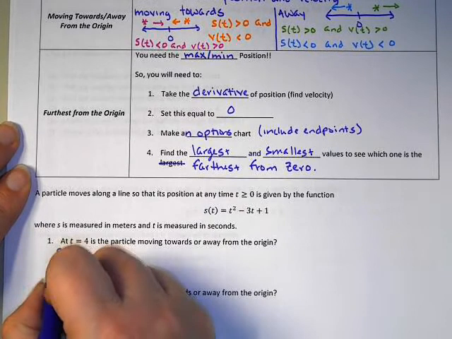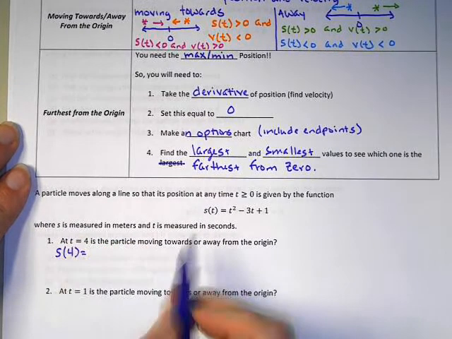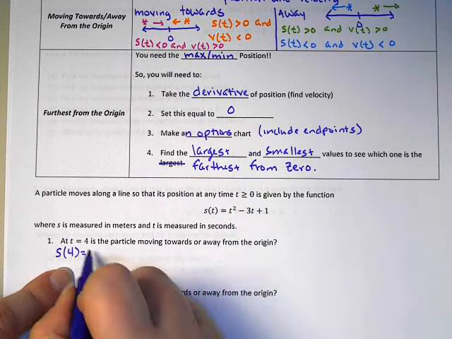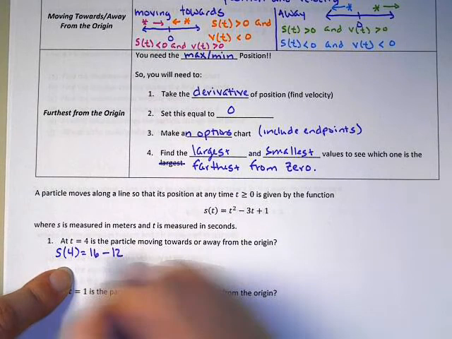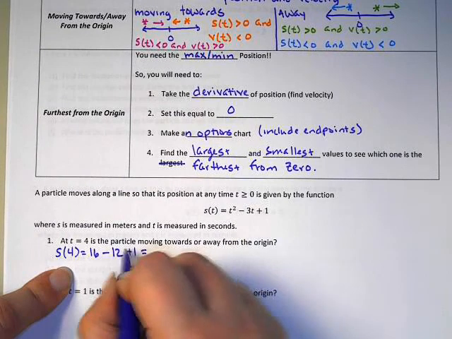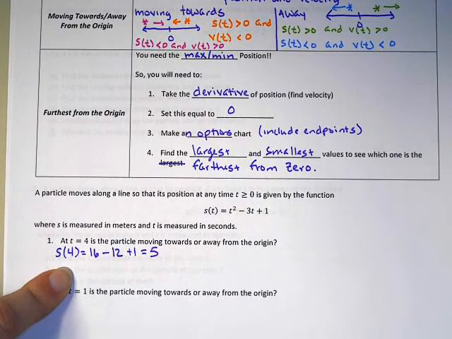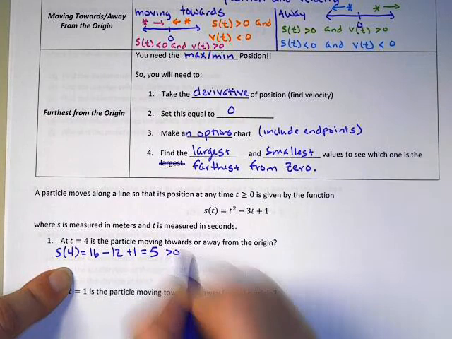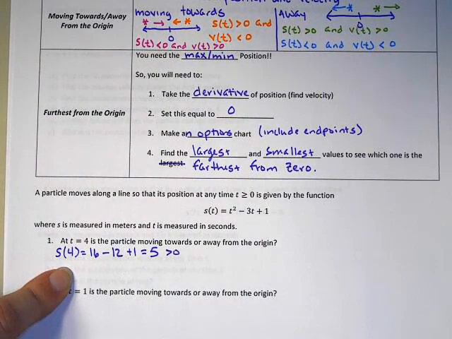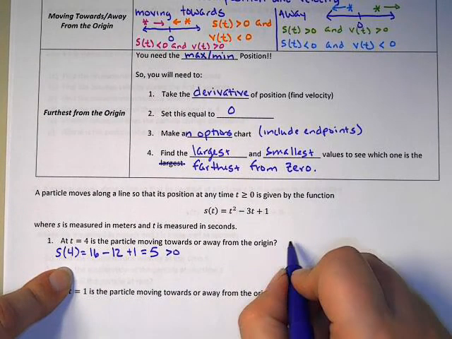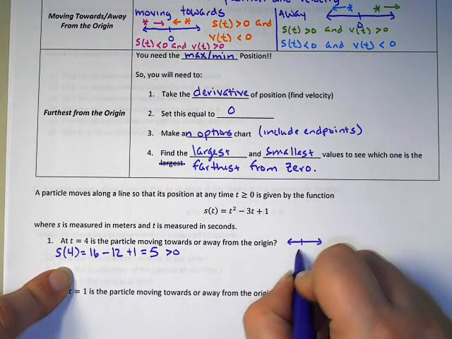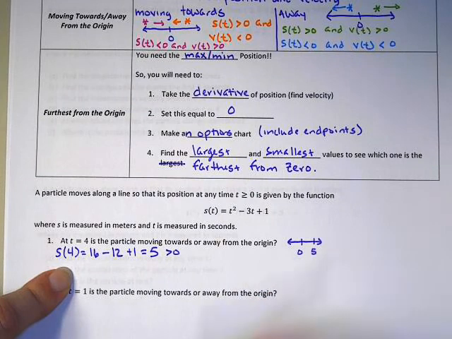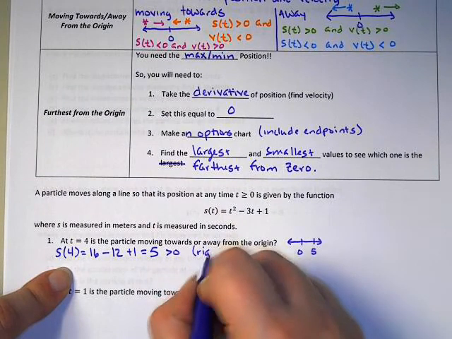So S of 4 means just plug 4 in here. So 4 squared is 16, 3 times 4 is 12, so 16 minus 12 plus 1 is 5. And we know that 5 is greater than 0. So it means we started to the right of the origin. So if we were to draw ourselves a little sketch here to kind of start thinking about it, here's the origin and we started on 5. All right, we started to the right of the origin.